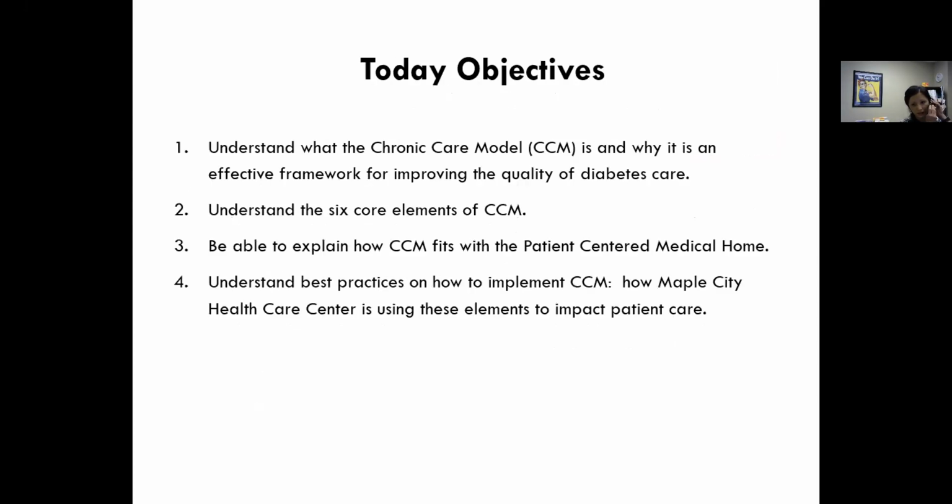So let's get on with today's objectives. We're going to talk a bit about the chronic care model and why it's an effective framework for improving quality of care, especially with diabetes care, and understanding the 6 core elements of the chronic care model and how it fits with the patient-centered medical home. I'll talk a bit about the past, about the chronic care model and its link to the patient-centered medical home, and then have a best practice that we can show you that excelled using the chronic care model and became NCQA accredited as a level 3 patient-centered medical home.